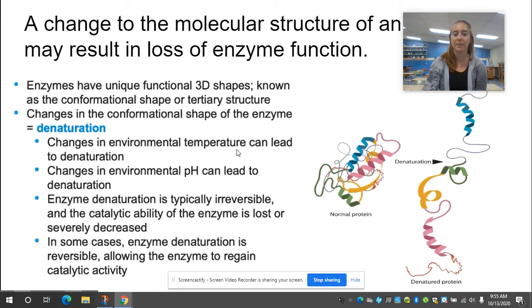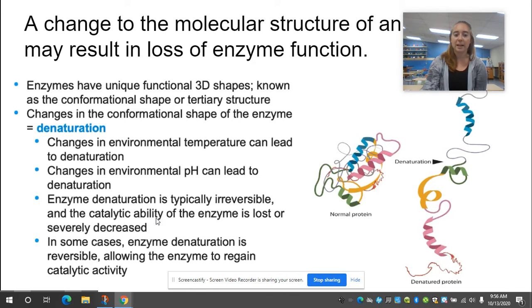You want to make sure you write that down. Number one is temperature change. Number two is that the environmental pH can lead to denaturization as well. So we will see that there's going to be a problem if that pH changes. So one is temperature, two is pH.